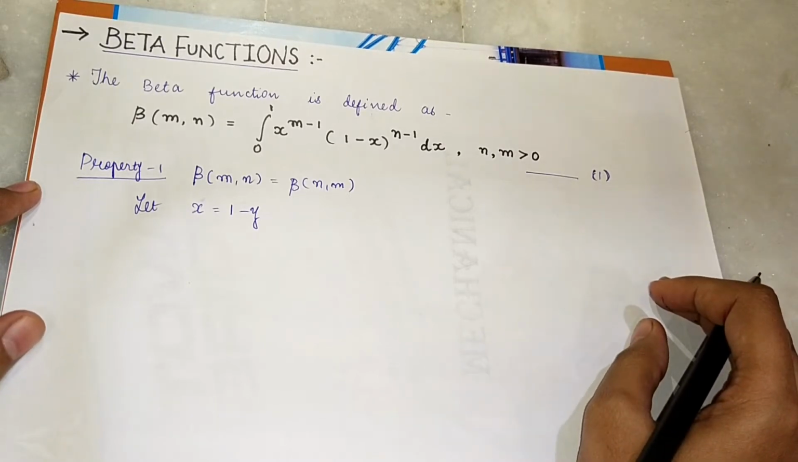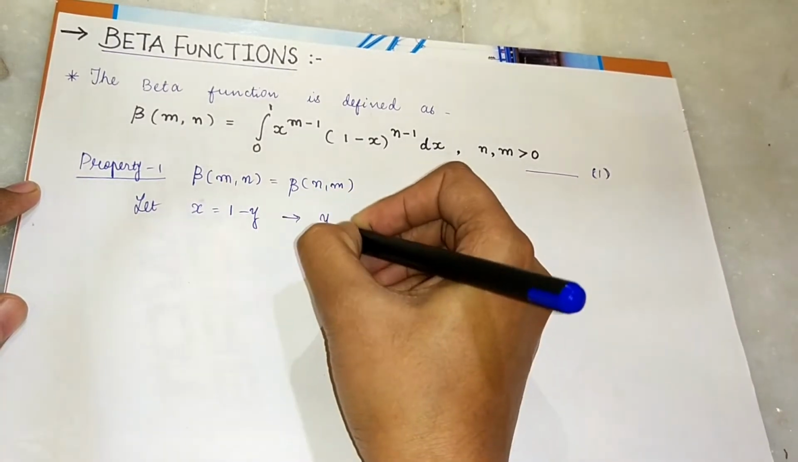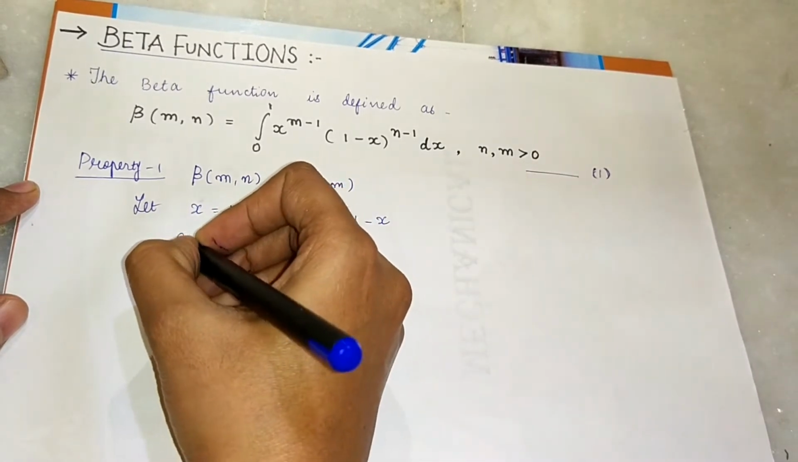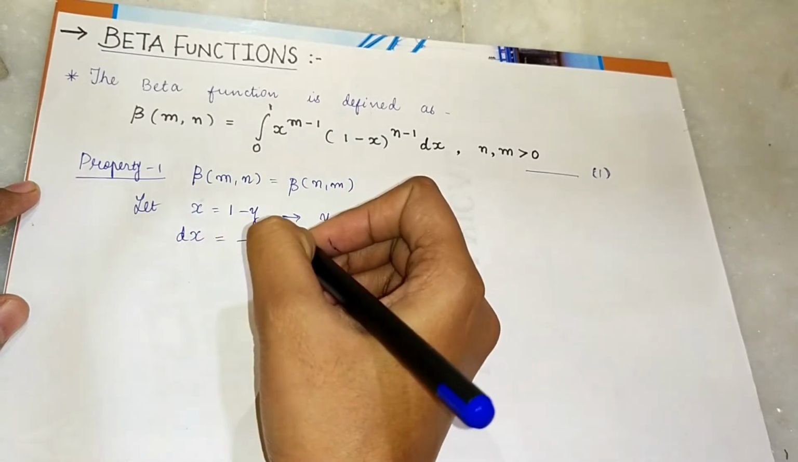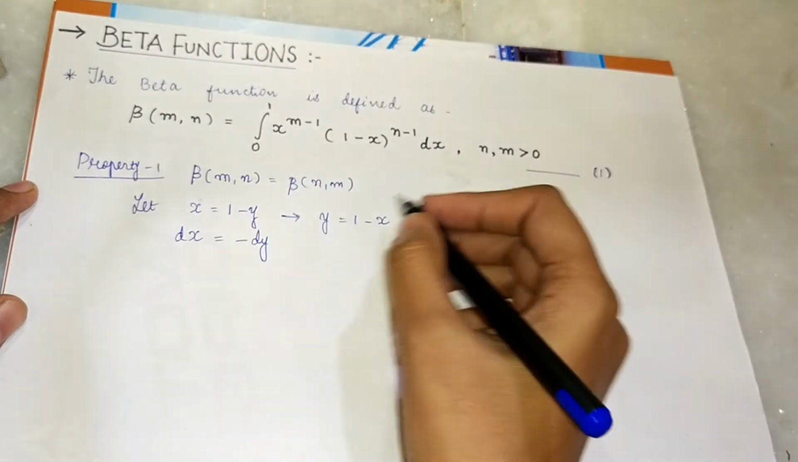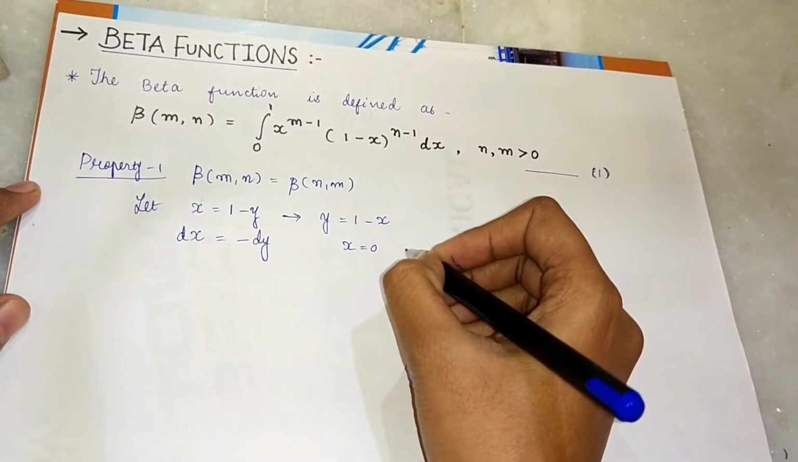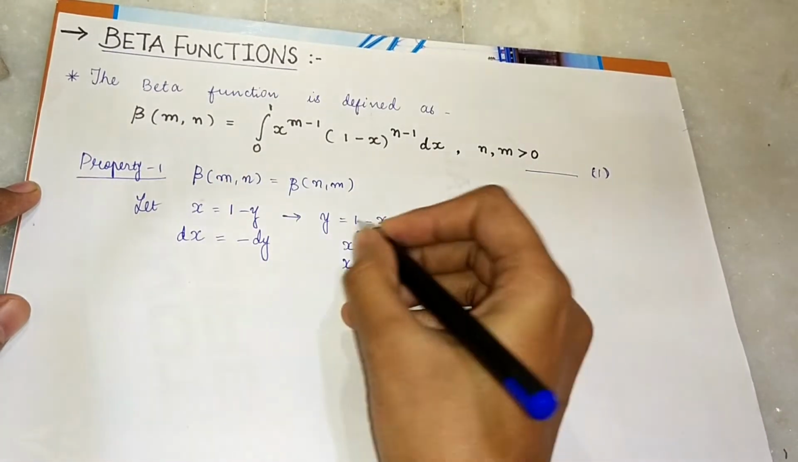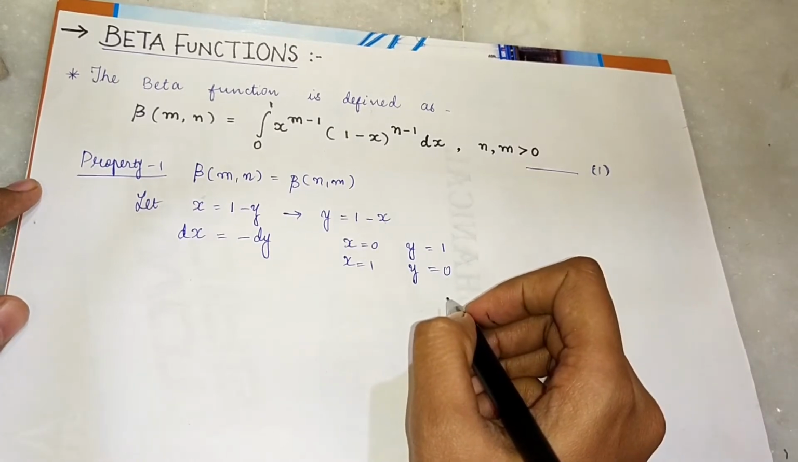So for that we will take x equal to 1 minus y. From this we will get y equal to 1 minus x. And if we differentiate both sides, we get dx equal to minus dy. And also we have to change the limits. This is the limit of x. Whenever x is 0, y is 1 minus 0, so y is 1. And whenever x is 1, y is 1 minus 1, that is 0. So limits will also change.